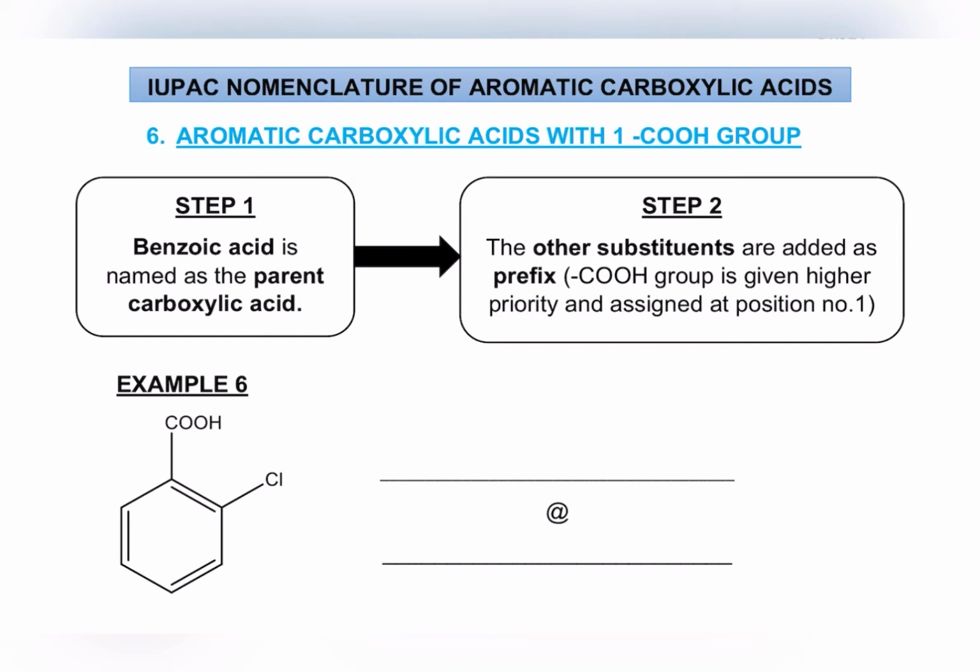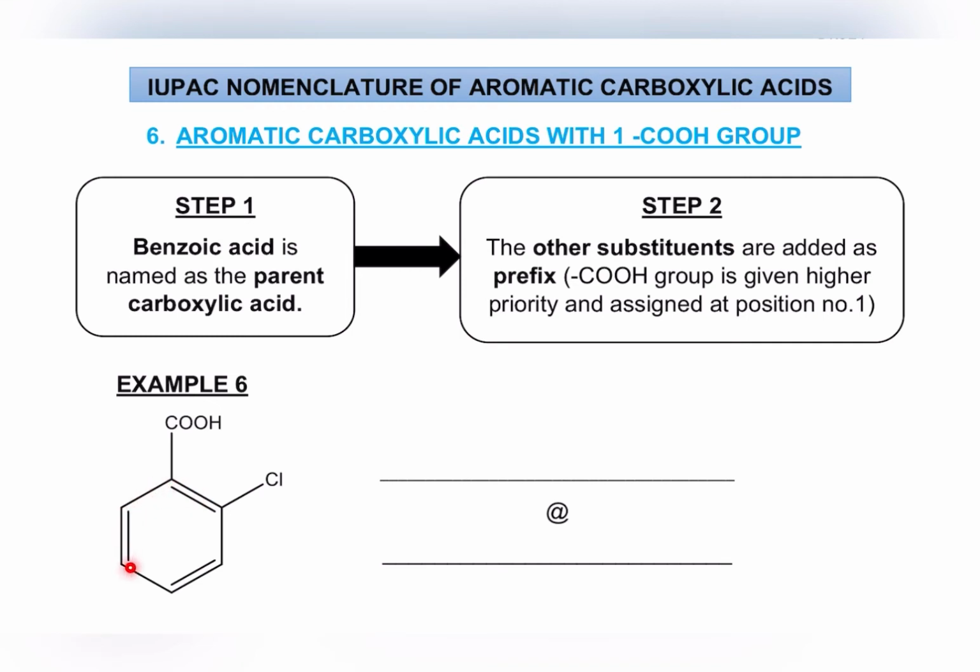Next one, we will focus on nomenclature of aromatic carboxylic acid. So it's just the same case as before, because if you got any aromatic carboxylic acid with one carboxyl group, the parent name will always be benzoic acid, and the other substituents will be as prefix, and you have to give the numbering. But the carbon in the ring that attaches directly to the carboxyl group will always be at position carbon number 1. So for example, we have example 6 here.